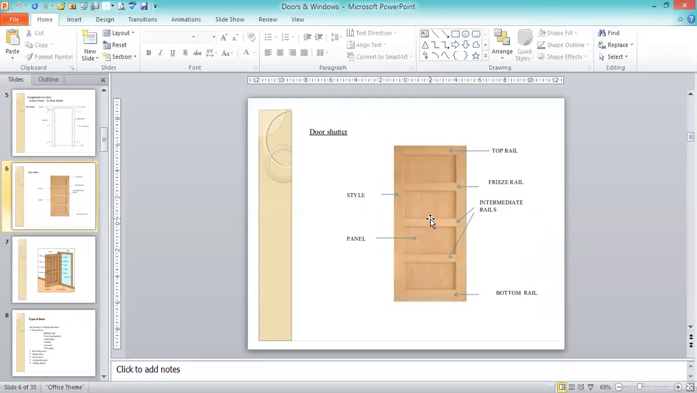Now the door shutter. The horizontal member is called the top rail as well as the bottom rail. The openings we provide, these four openings, are called panels. The vertical member is called a stile. The horizontal member is a rail and the vertical member is a stile. The number of openings we provide are called panels, along with the intermediate rails. So this is about the door shutter.